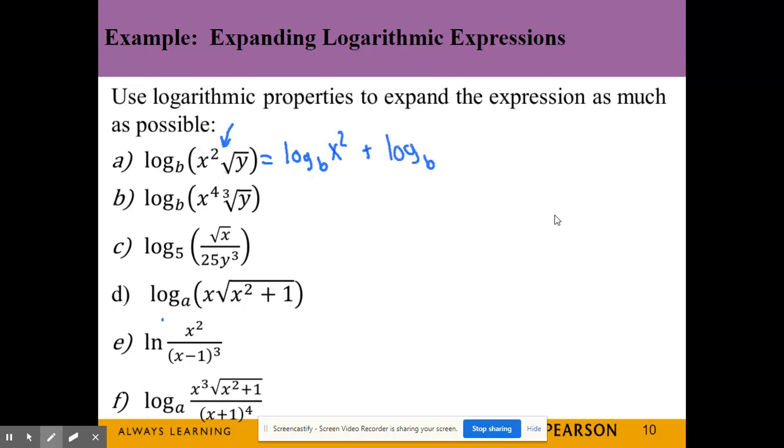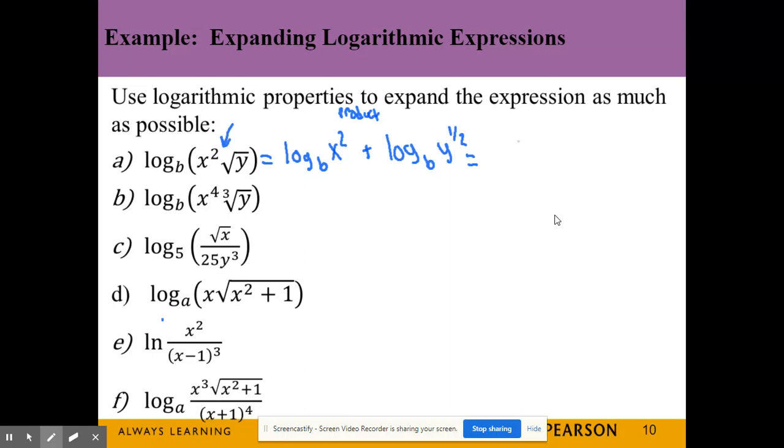Base stays the same when you split it. So even for this part here, it's got the same base b. Also, I'm going to do the step that we just talked about, where square root of y, I'm going to write instead as a rational exponent. So square root is 1/2, just like the cube root was 1/3, right?